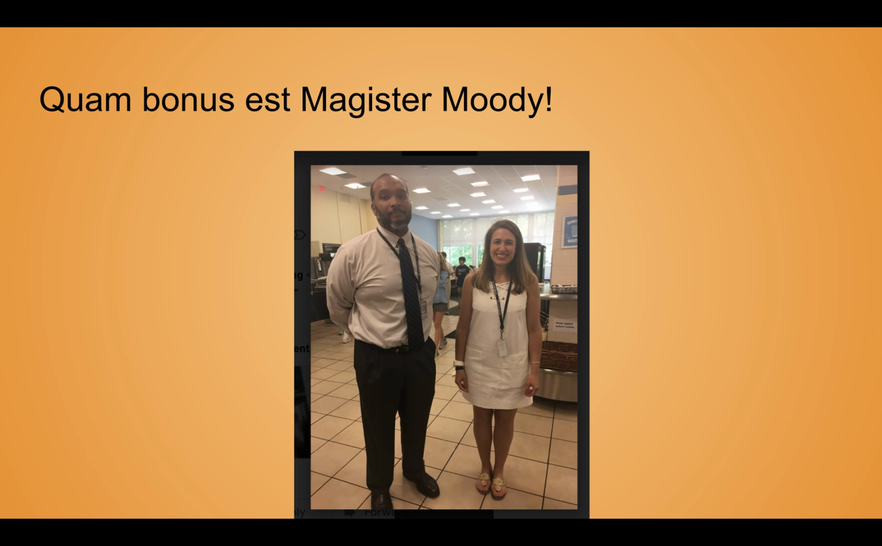Here's number 3 on page 92. Quam bonus est Magister Moody. How good Mr. Moody is. Look at him. He's always in the cafeteria. He's always got his key with him if I need to borrow it. He's always wearing an ironed shirt and a tie every day. He looks right at me. He always listens to what I have to say. He never interrupts me. He acts interested whether he is or not, and he gives me a polite answer. There's a quam exclamation point. How good he is.